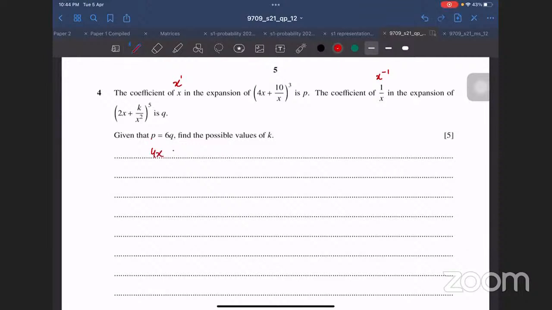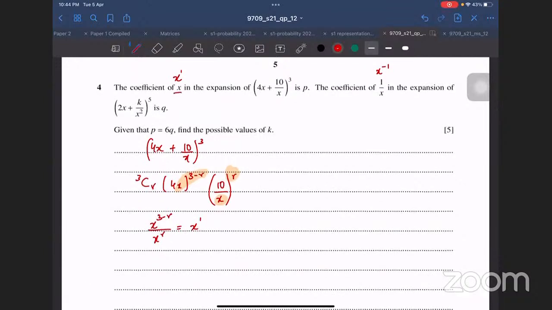Let's talk about this first. I'm trying to find a particular term in this expansion. So I'm going to say nCr a power n minus r and b power r. Then my idea generally is to gather the powers of x and equate them to the required power. So x power 3 minus r divided by x power r should equal x power 1. It says the coefficient of x in this expansion is p. So first I'm going to find the value of r.